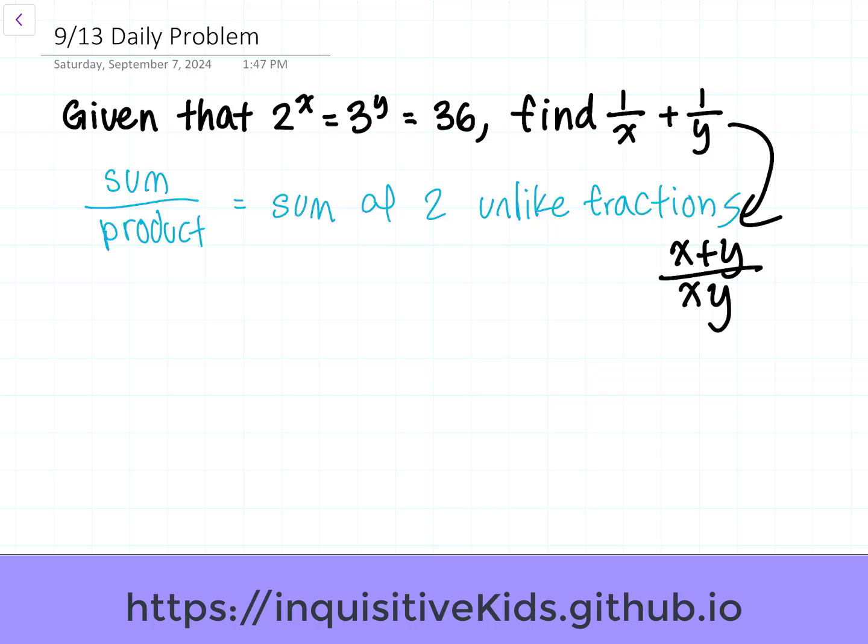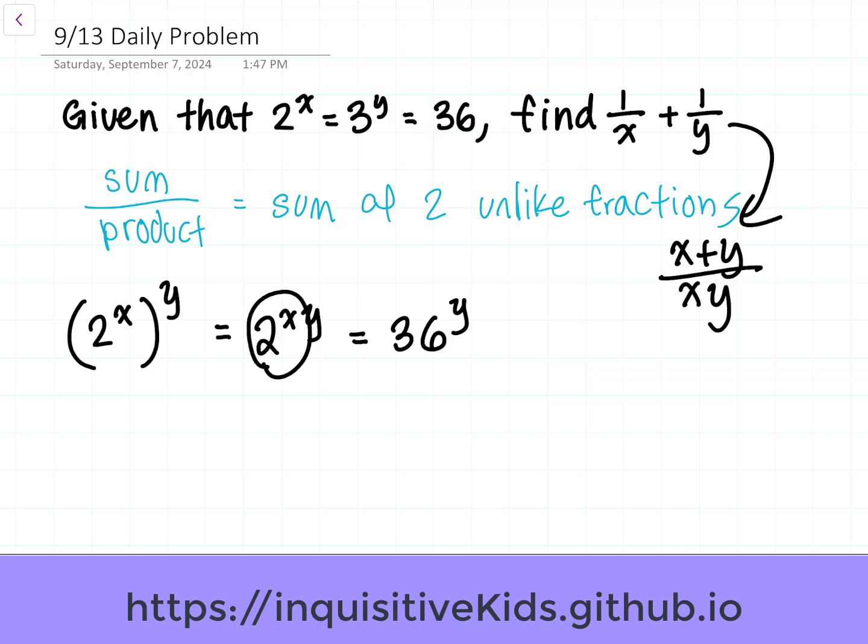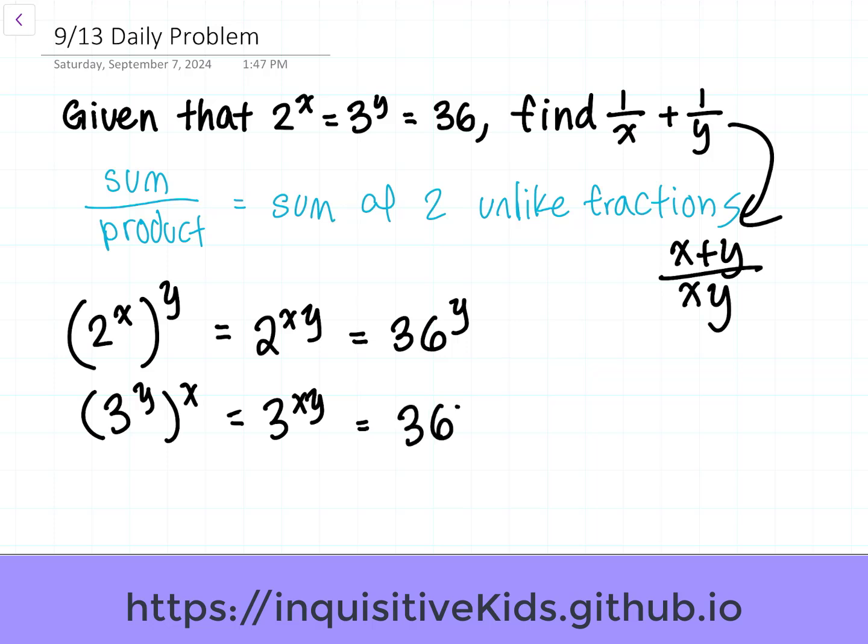So how can we use the expression that we're given here? We know that 2 to the x power, if we took that to the y power, is equal to 2 to the xy power, which is equal to 36 to the y power, because we know that this is equal to 36 essentially. And if we took 3 to the y and raised it to the x power, we know that is equal to 3 to the xy power, which is equal to 36 to the x power.